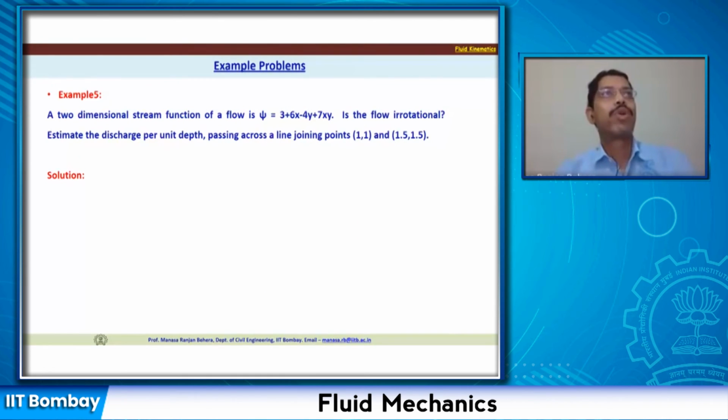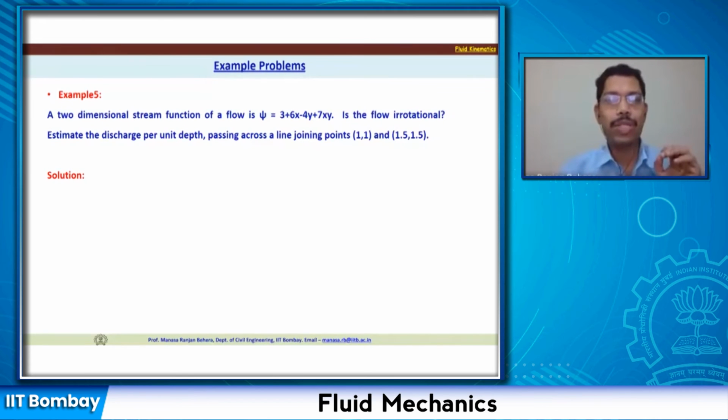We will be able to understand and appreciate more. This is an example which says a two-dimensional stream function of a flow is given here, that is as a psi function. The question is: is the flow irrotational? And next, estimate the discharge per unit depth passing across a line joining two points, that is point (1,1) and point (1.5, 1.5). These are the spatial xy coordinates that are given.